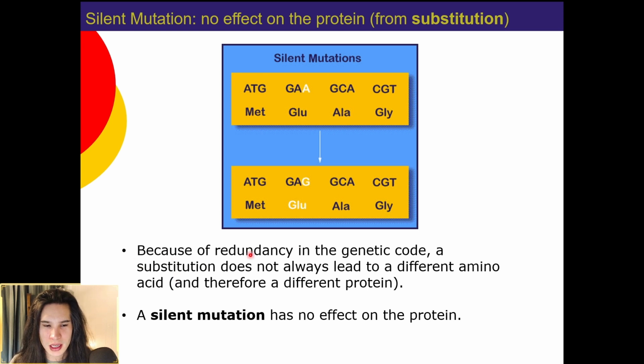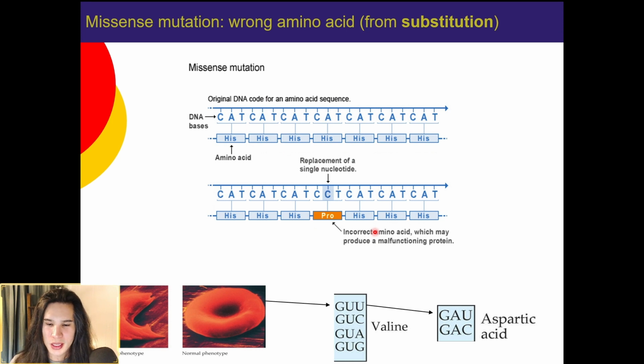So here I just say, because of the redundancy in the genetic code, a substitution does not always lead to a different amino acid, therefore a different protein. So this is a silent mutation. It has no effect on the protein. You're going to get this from substitution. You could also get this from a frame shift mutation, but usually a frame shift mutation is going to lead to, maybe you'll get a silent mutation initially, but everything after that, it's going to be jacked up, and there's a lot more mutations that are probably going to arise from that.